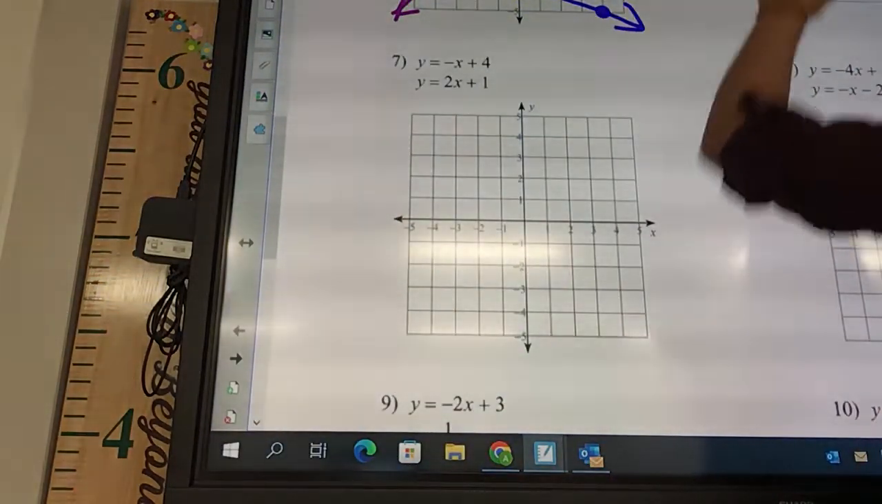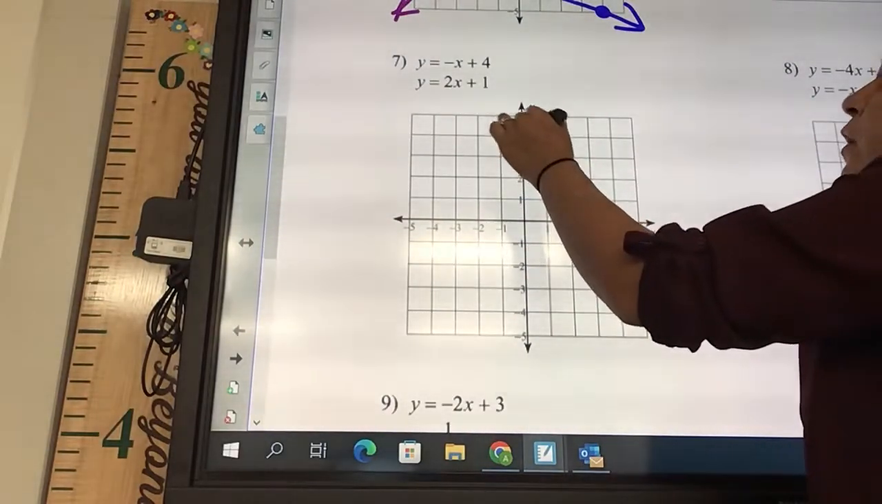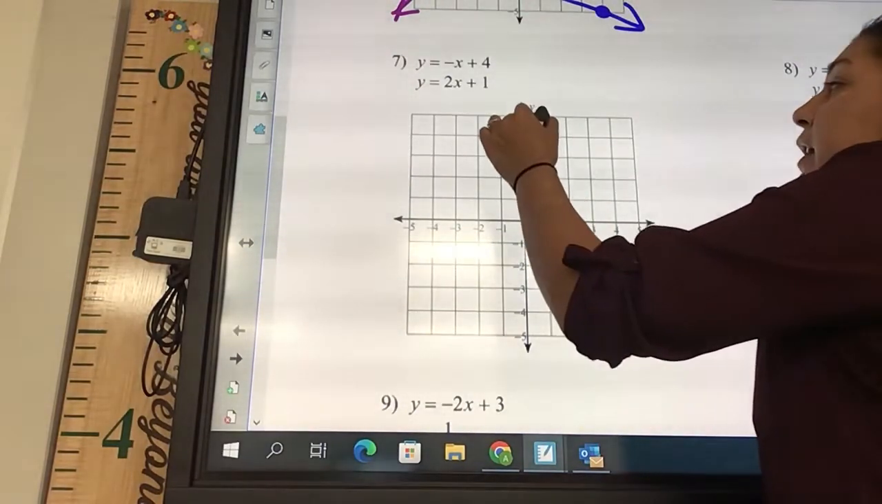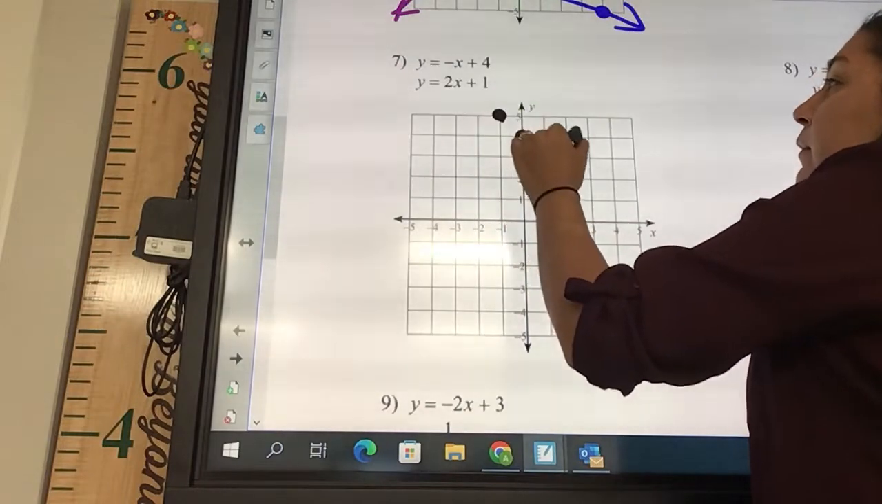Okay, 7. Our first line starts at 4. What is our slope? -1. Okay, this one you're going to have lots of dots.